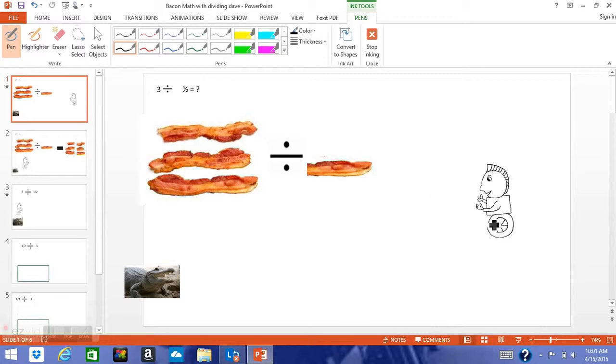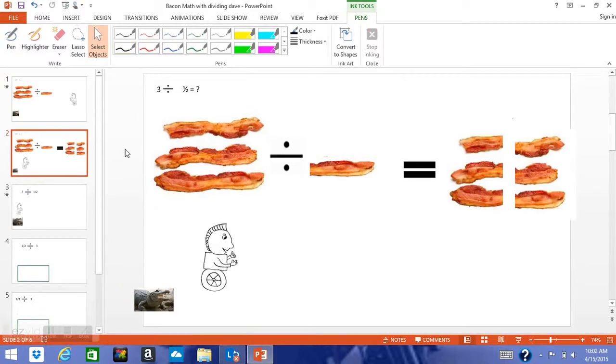So let's say our friend here, Dividing Dan, had 3 crispy pieces of bacon, and he wanted to divide them into halves and then see how many friends he could invite over to have the yummy bacon with. So, let's start the problem. Well, we already did. So, right here you can see it says 3 divided by 1/2. So that means you could just cut all the bacon in half and count the pieces up, and you get 6 pieces. 1, 2, 3, 4, 5, 6. 6 pieces. Now, we want to check our work.